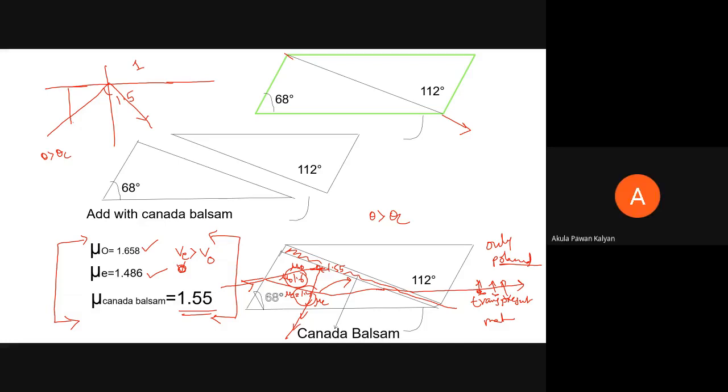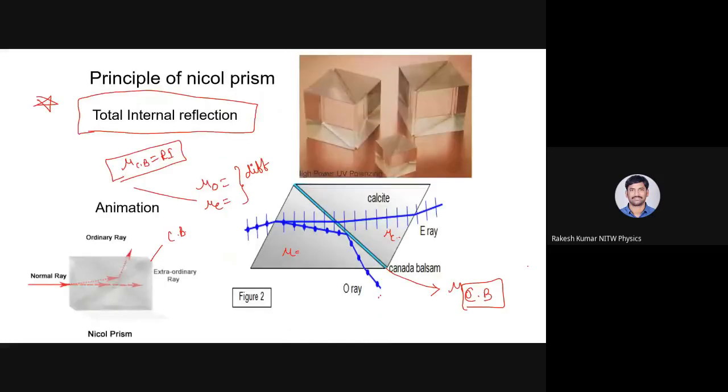Yes, sir. So that's the same thing we showed in the animation here. Your ordinary ray is undergoing total internal reflection here, and your extraordinary ray is just refracted and goes out of the crystal. In the exam, they will ask you to write the principal construction details of the Nicol prism. You are supposed to write how to construct it: cutting and grinding, and joining those two pieces with Canada balsam with the refractive index so and so.